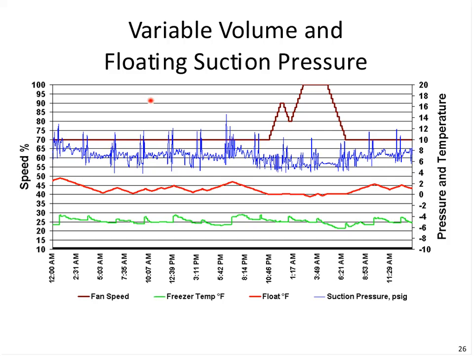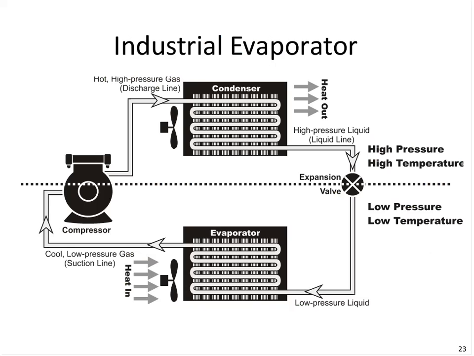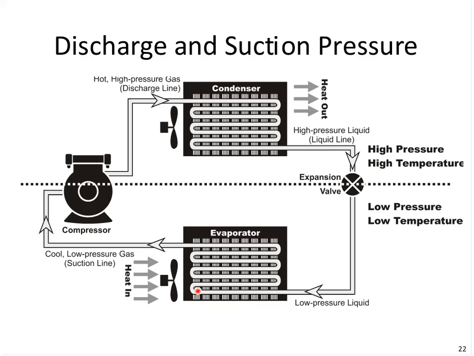Well, okay, good question. So let's see. I'm going to click back to a diagram. So we don't want to feed any more liquid in here than is going to be evaporated. Now, most expansion valves here would just have a temperature sensor or pressure sensor here to regulate that flow.